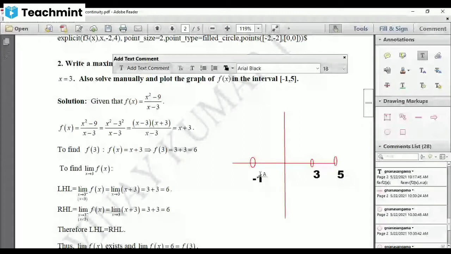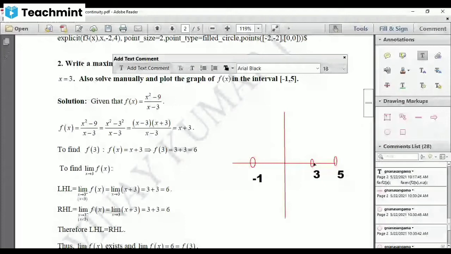So if you give x equal to -1, what happens? -1 plus 3 will be 2, so height will be this. If you give x equal to 0, you'll get 0 plus 3, which is 3. If you give x equal to 1, you'll get 4. If x equal to 2, you'll get 5. You'll get a straight line like this, right? But it is tending towards where? It is tending to 6, right?